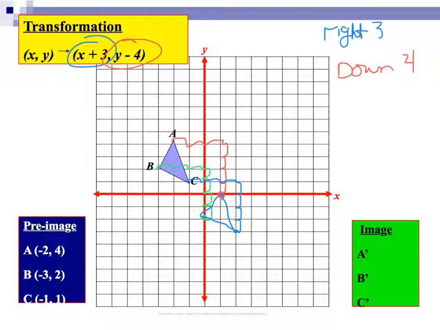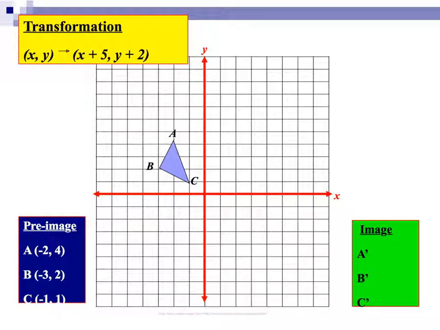Hopefully you understood that. We'll do a couple of more examples doing it the same way. Here is another example. We're starting with x plus 5. So this means 5 to the right. And then we have y plus 2. So that means 2 up. So we're going to go 5 to the right and then 2 units up.